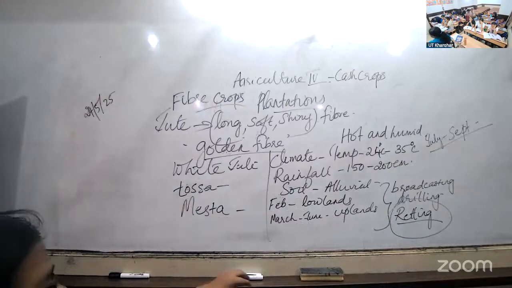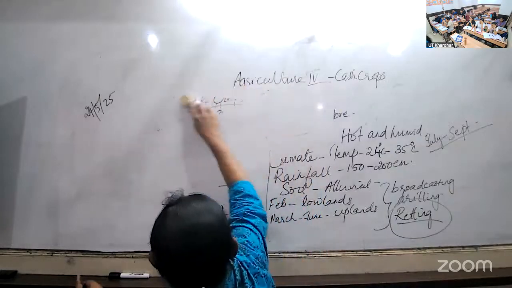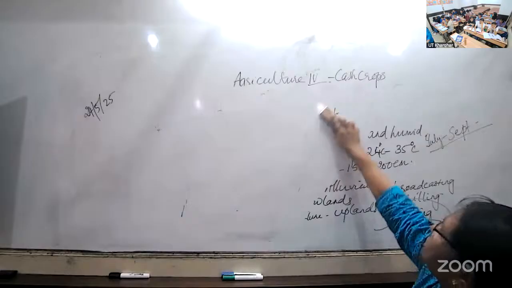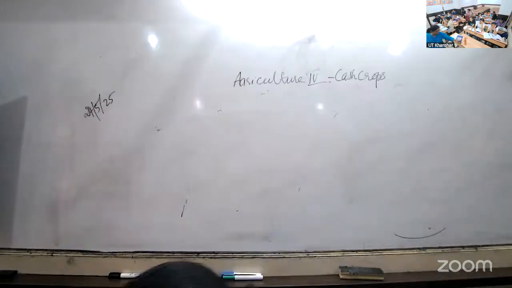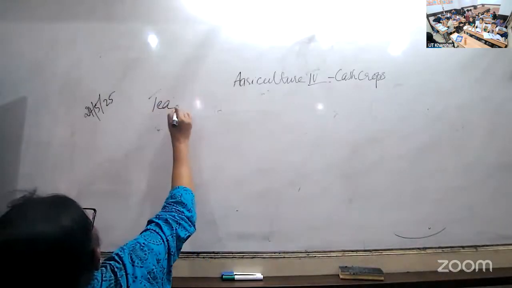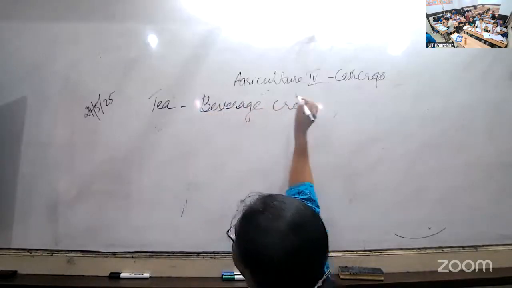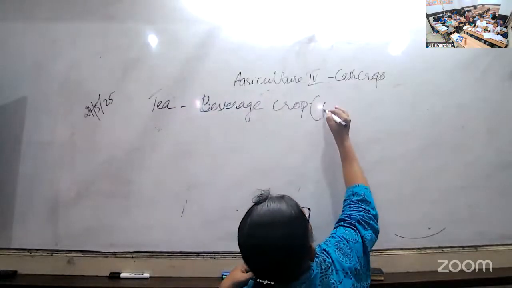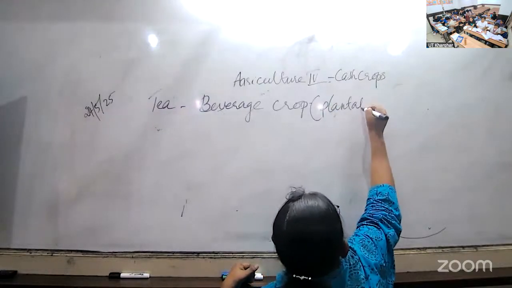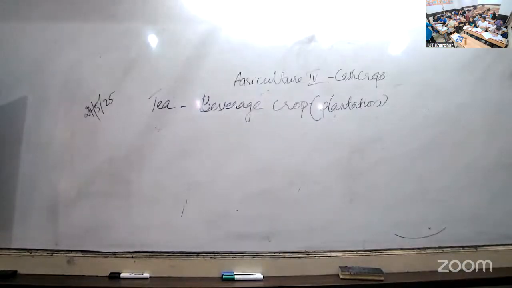What type of crop is tea? Plantation crop. Then other one? Beverage crop. Very good. Beverage crop. It is also a plantation crop. You read. Tea.